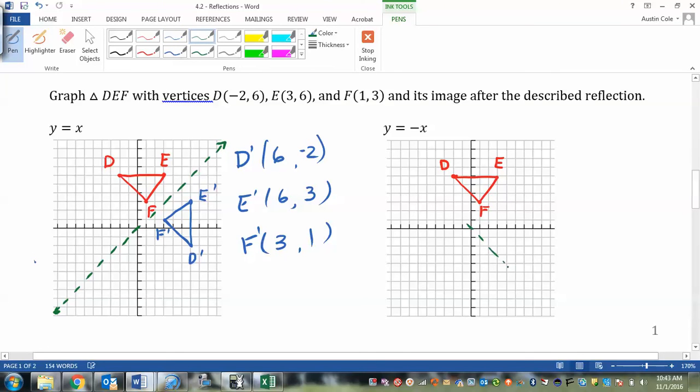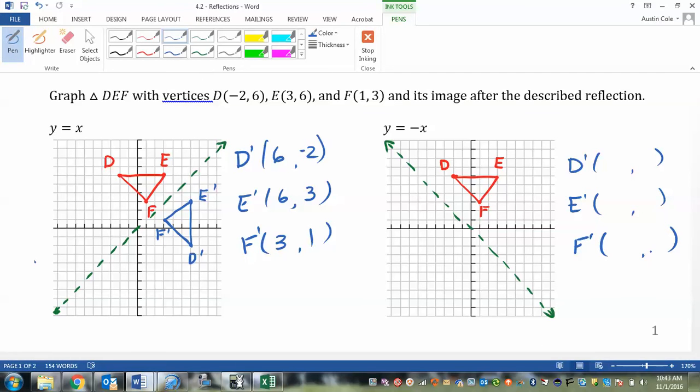So I'm going to make that line here. Again, I'm going to write out my coordinates. So D prime, E prime, F prime. So again, now we're reflecting over the line y equals negative x. What do I do with my coordinates? Colleen, do you remember? Yeah, you flip their location and then you switch the sign. Great. Flip their location, switch the sign.